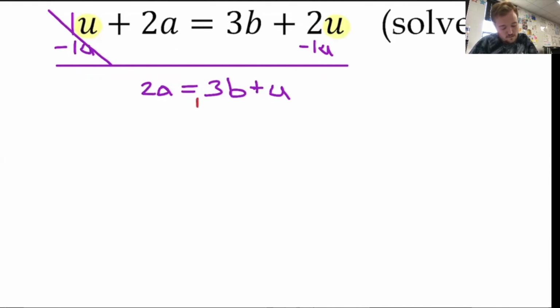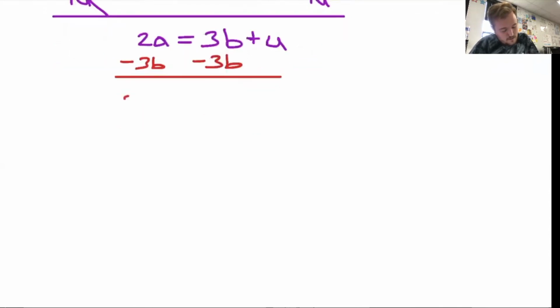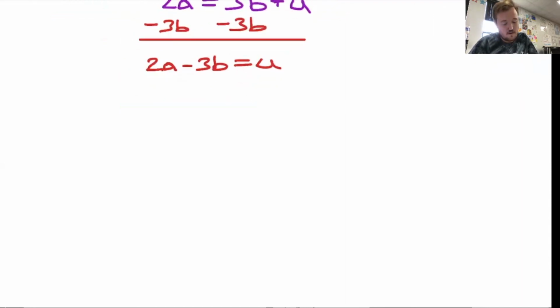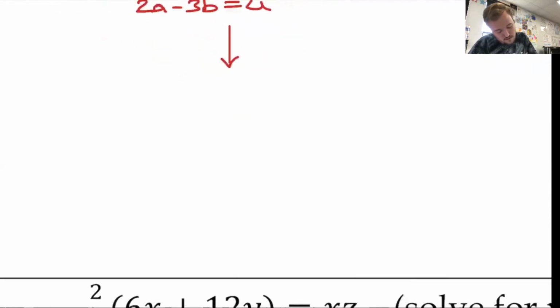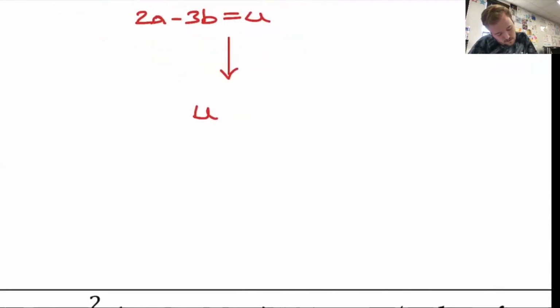So I need to get rid of this 3b. So it is a positive 3b and it's being added. So I'm going to subtract. So I have 2a minus 3b equals u. So once again, I want the variable on the left-hand side. So I'm going to have u equals 2a minus 3b.